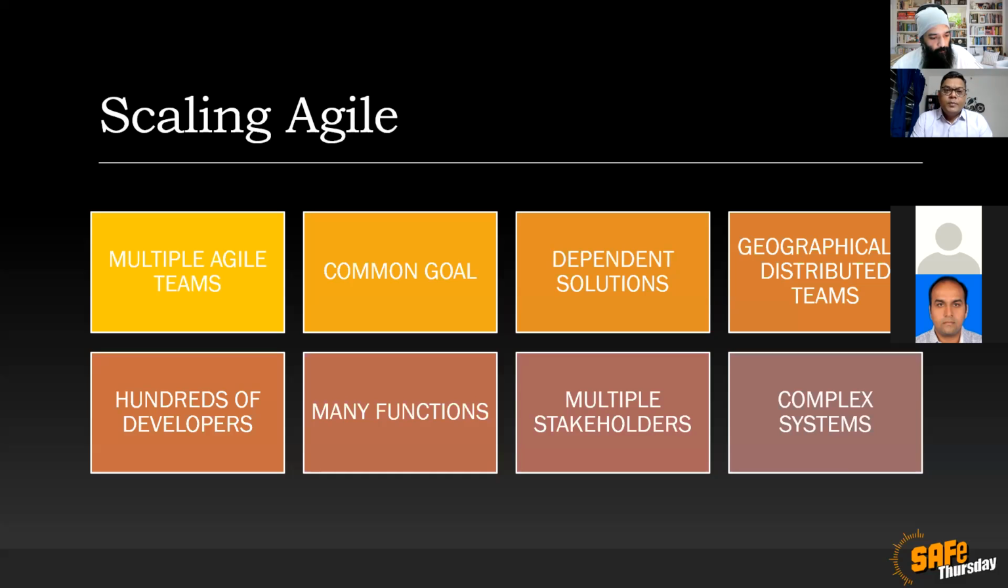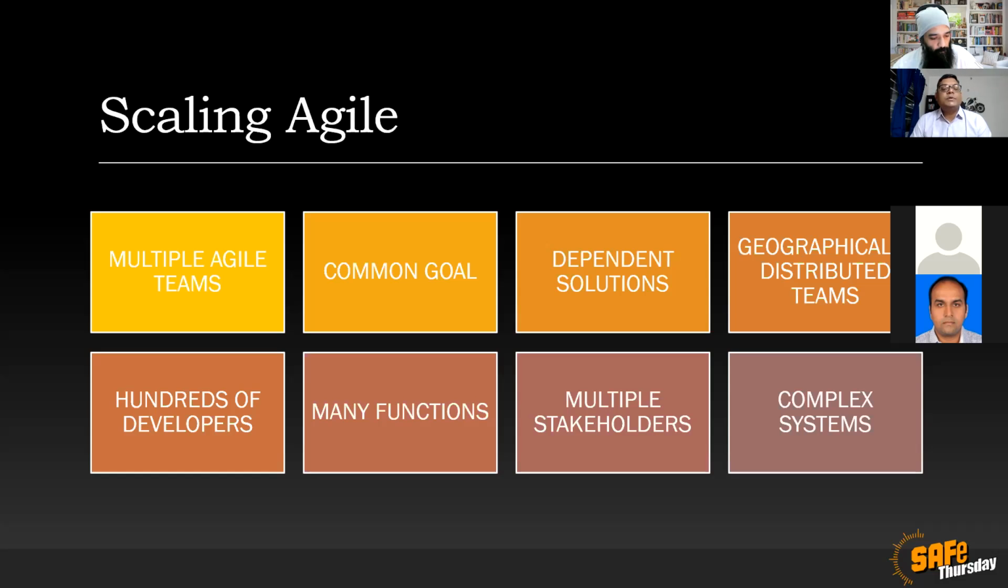And of course, in the multiple stakeholders, you have people from finance, people from acquisitions and mergers, people from legal, multiple stakeholders involved, and it's a complex system. So that is what typically, when we say hundreds of developers coming together to build something complex at an enterprise level, that's when we mention saying it's scaling Agile.